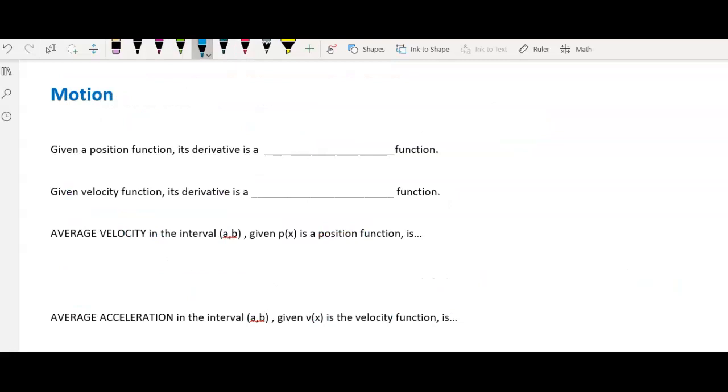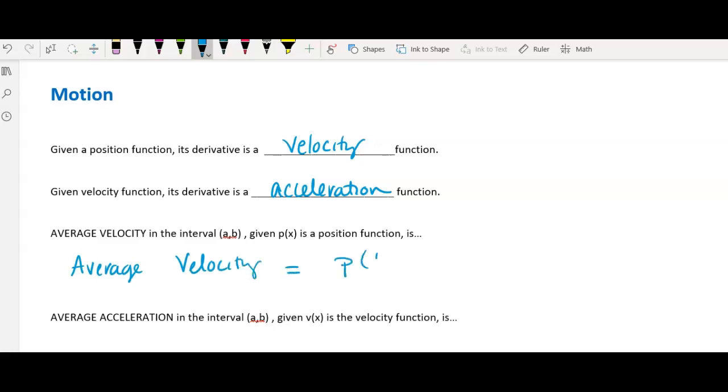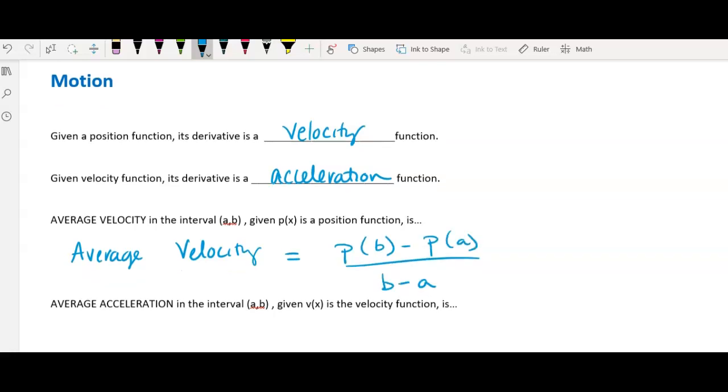All right, going on to position or motion. Given a position function, its derivative is a velocity function. Given velocity, its derivative is an acceleration function. Average velocity in the interval A to B, given P of X's position, average velocity is the slope of position. So it's going to be P of B minus P of A over B minus A.